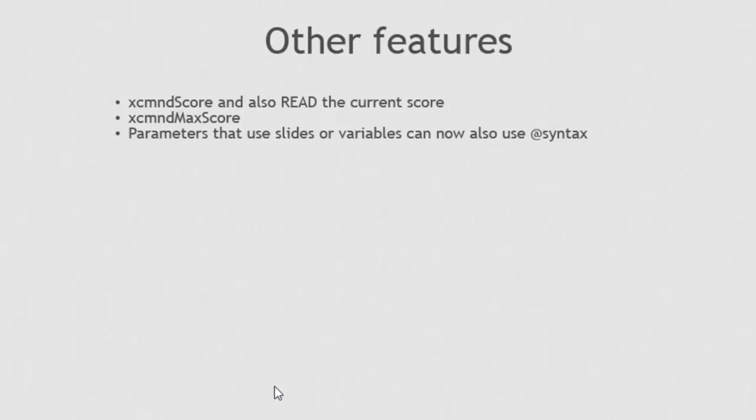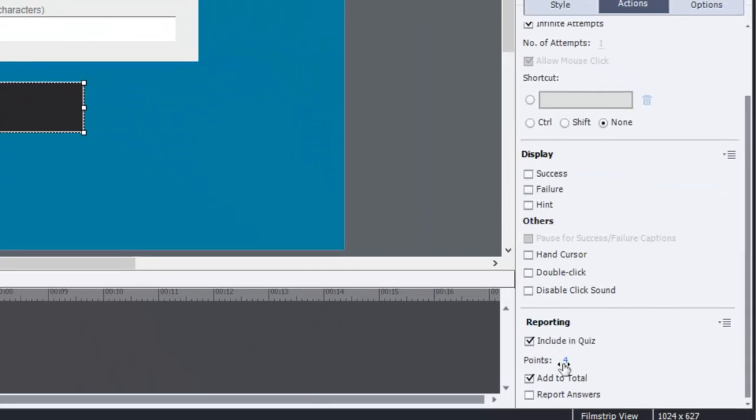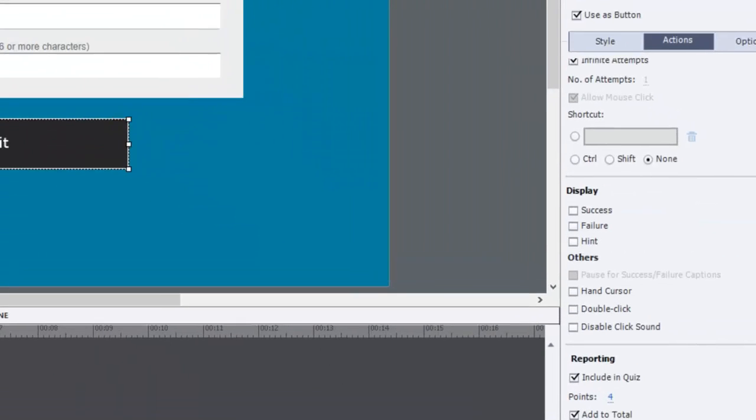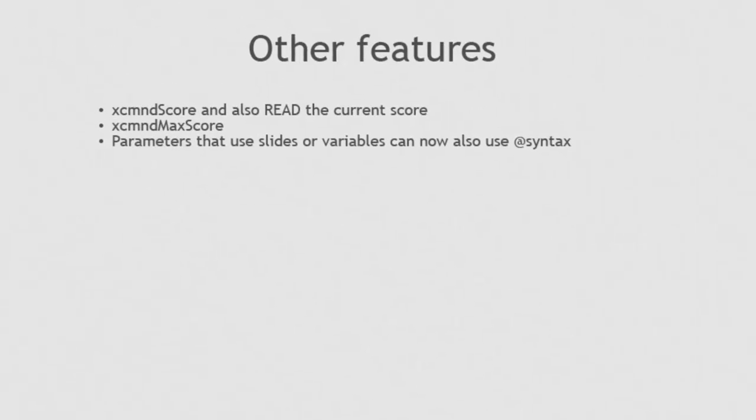There is also an XCMD max score variable, which allows you to change the maximum score that a button or interactive object will report to the quiz. Basically, it's being able to change this number here on the fly, which can be useful sometimes if you want to give a super big score. And also there are a lot of parameters that you may not have been able to use at or hash syntax with before, which can now. So you can also use hash syntax or at syntax to be able to target multiple variables.